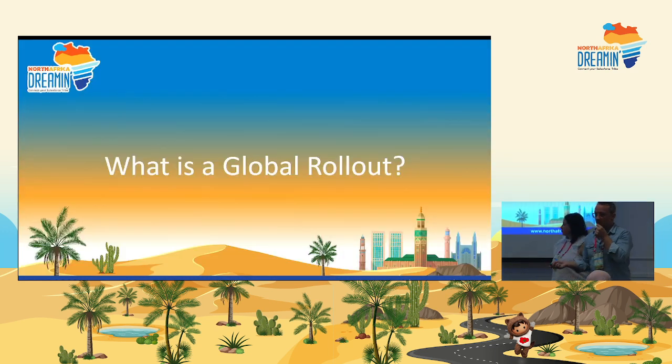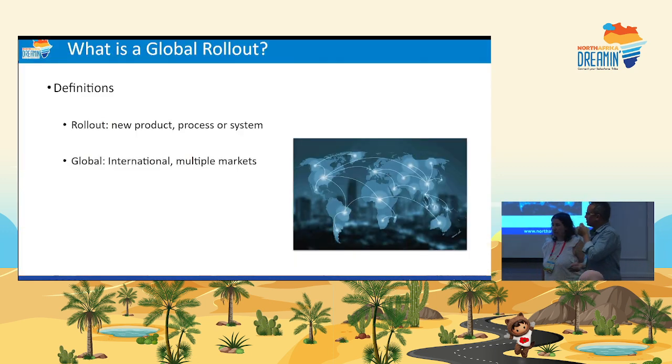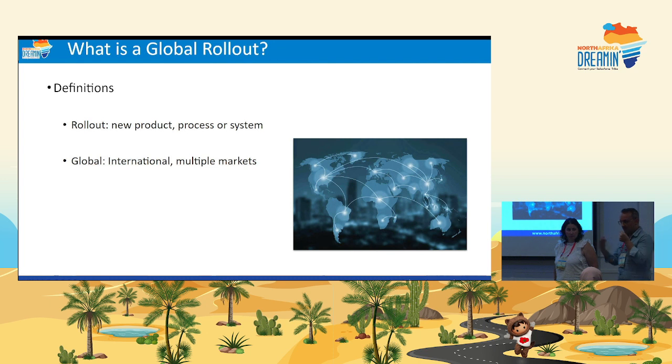So let's start with a simple definition. What is a global rollout? A simple definition for a rollout is the introduction of a new product or the integration of new processes and systems into existing ones. And when you introduce the international variable, that makes it global. If you add a number of markets, that makes it global. And that's a very simple definition, but it is what it is.